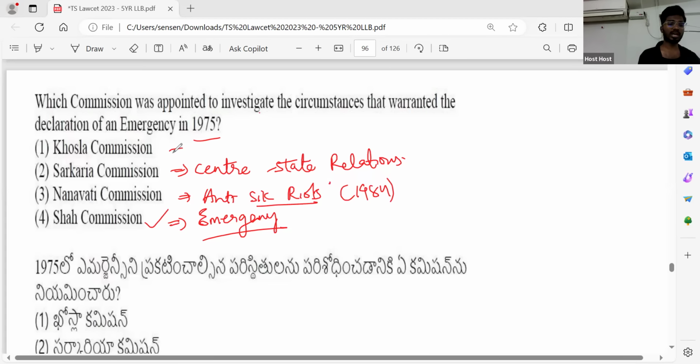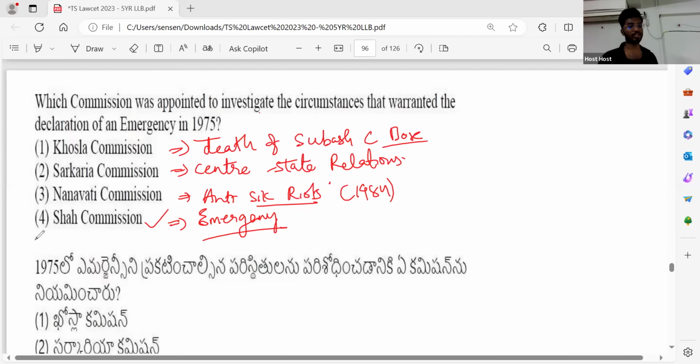Then what is this Khosla Commission? Khosla Commission was constituted to look into the death of Subhash Chandra Bose. Even today, we don't have proper clarity as to how Subhash Chandra Bose died. Many theories are there. So the death of Subhash Chandra Bose was dealt with by the Khosla Commission. Okay, next.